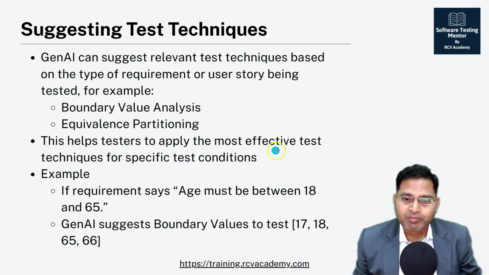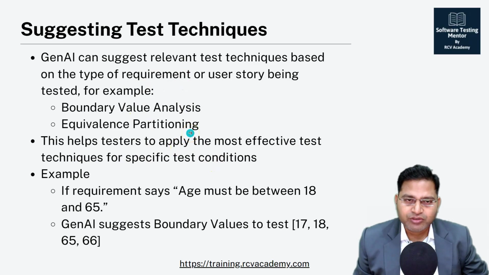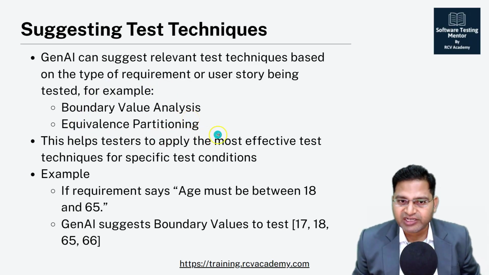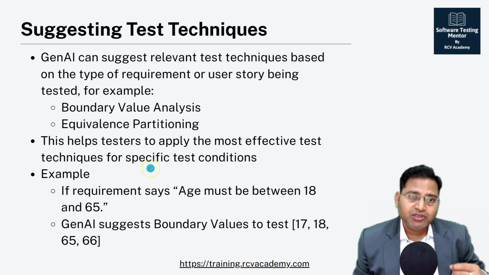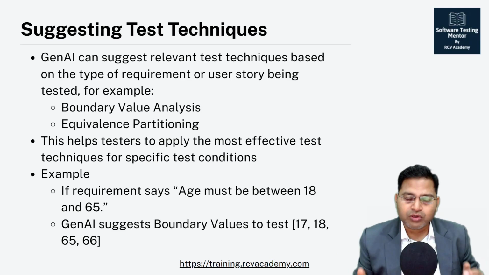This will help testers apply the most effective test technique for a specific test condition, which we were doing manually previously. Now, to ask generative AI about all of these techniques, you need to have basic knowledge of them first. Because if I don't know what boundary value analysis or equivalence partitioning is, and I ask for the best test technique for the user story, it's of no use because I don't know anything about the technique. So all the core and basic knowledge of testing and test automation is still required even in the AI age. AI is there to augment and help you expedite the testing and get more coverage.